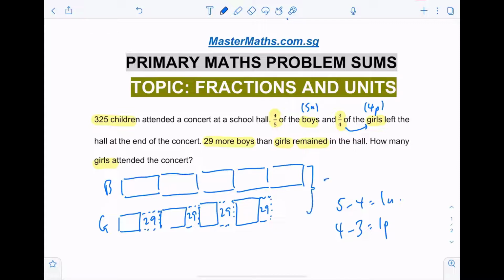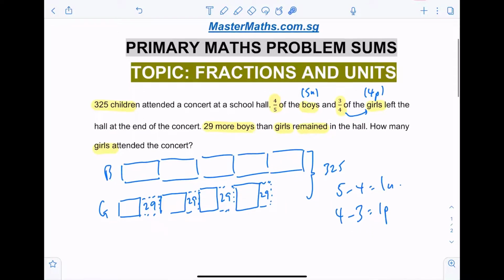Total children at the start is 325. So again, there's 1, 2, 3, 4 parts of girls, and 1, 2, 3, 4, 5 units of boys. How many girls attended the concert?